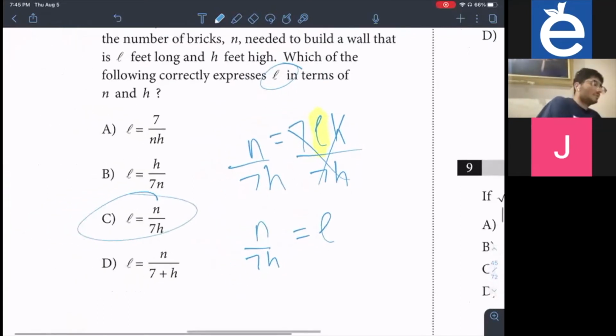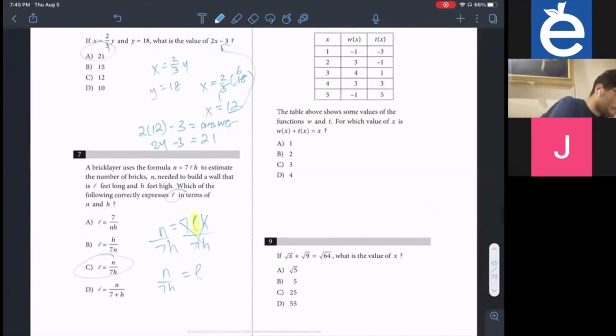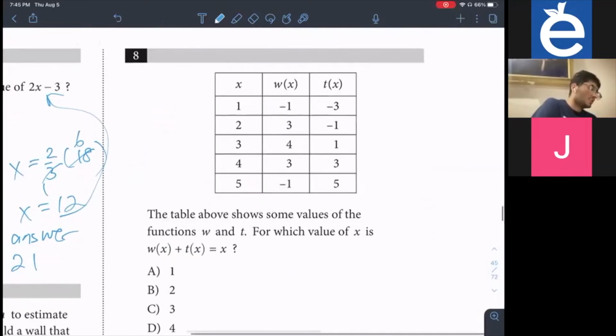C. So that was another simple, straightforward question. They just told us to manipulate the equation, which is just dividing by 7H on both sides to get rid of the 7H on the right-hand side and get L by itself. So that is choice C.